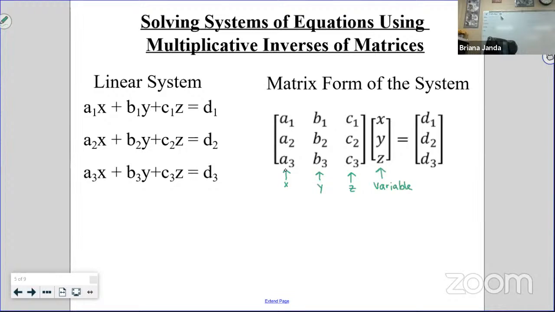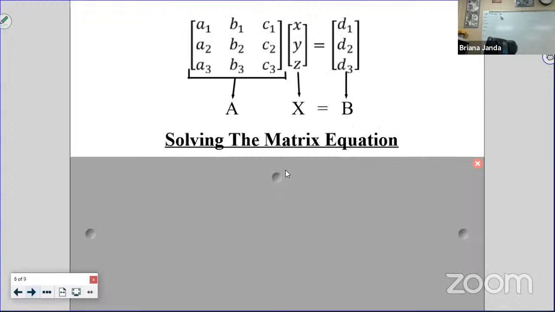So solving this, I want to know what x equals, what y equals, and what z equals. So ultimately, I want to know what this matrix equals. And right now it's 3 letters, x, y, and z. And at the end of this, I want to say that matrix x, y, and z equals something, and that something is my answers, okay? So let's talk about how to get to that.